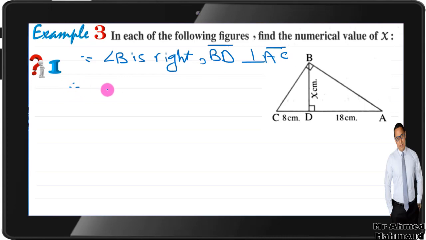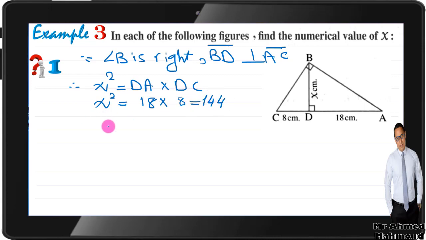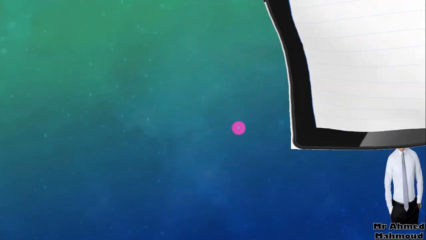x squared equals DA times DC. So x squared equals 18 times 8, which equals 144. So x equals the square root of 144, which equals 12 centimeters. Number 2.